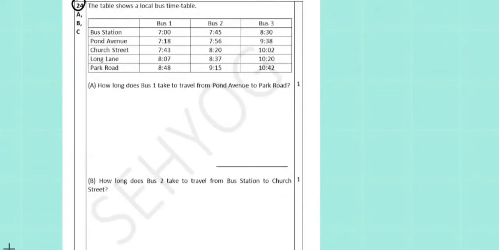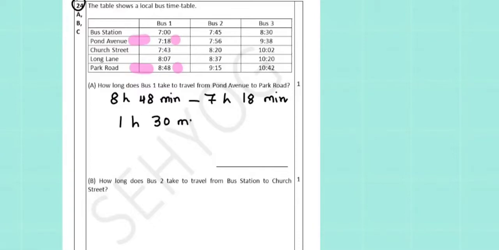In question number 24, there is a local bus timetable. How long does bus 1 take to travel from Pond Avenue to Park Road? So, it is from 7:18 to 8:48. We will subtract the time. So, 8 hours 48 minutes for 8:48 minus 7 hours and 18 minutes. So, 8 hours minus 7 hours give 1 hour, and 48 minus 18 minutes is 30 minutes, which is our answer, 1 hour 30 minutes.